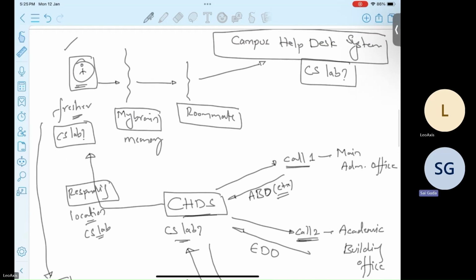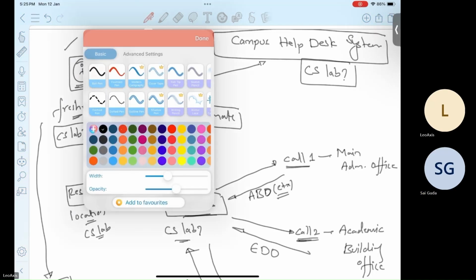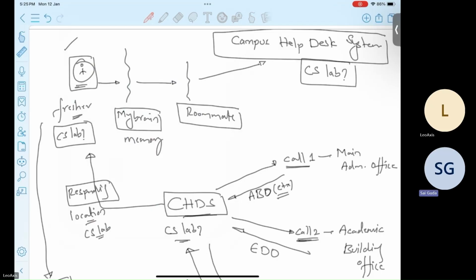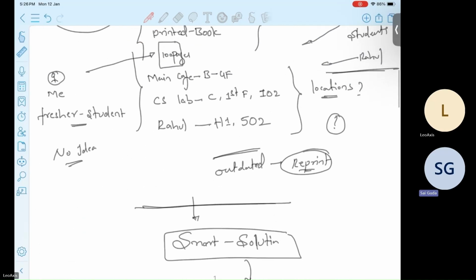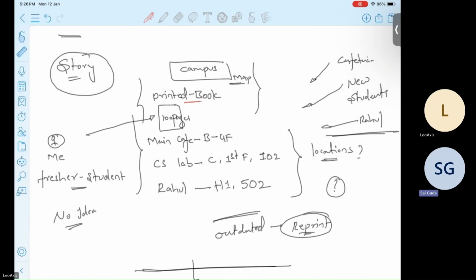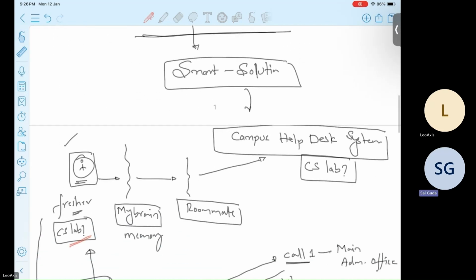So let me retake this in short. This is me as a fresher. I don't have any idea about this CS lab. Before the system started, the campus had provided a 100-page printed book with all the mapping of the campus. But slowly it became outdated, chaos started, and no one was interested in taking this printed book. So the campus decided to start a system.